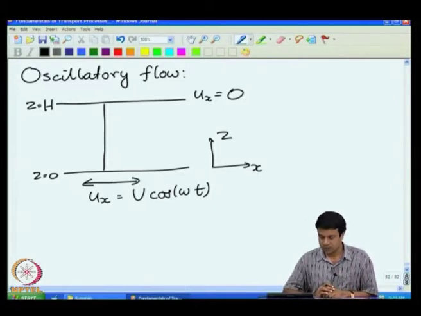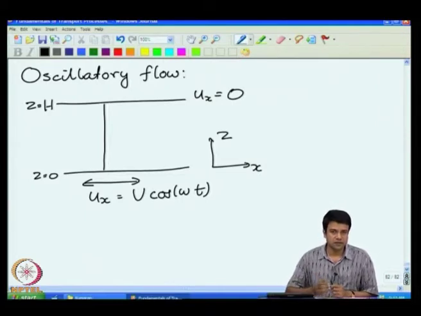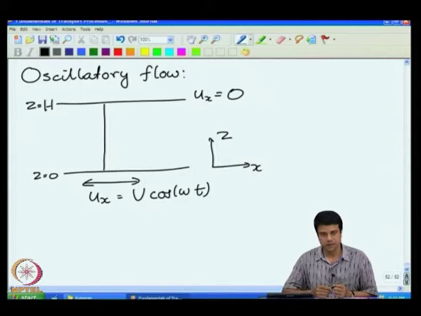Okay. And we would like to know what is the velocity field within the flow. Okay. So, the problem is for an oscillatory velocity field at the bounding surface, what is the entire velocity field within the flow. Okay. So, that is the problem.